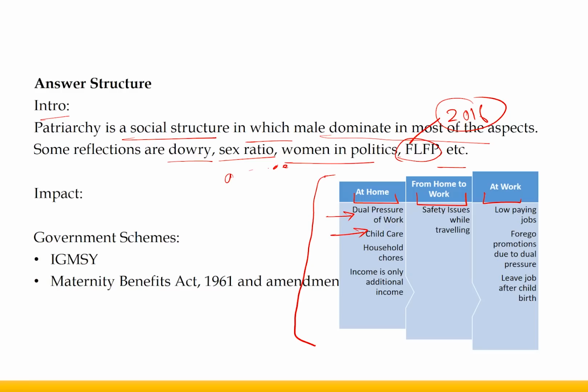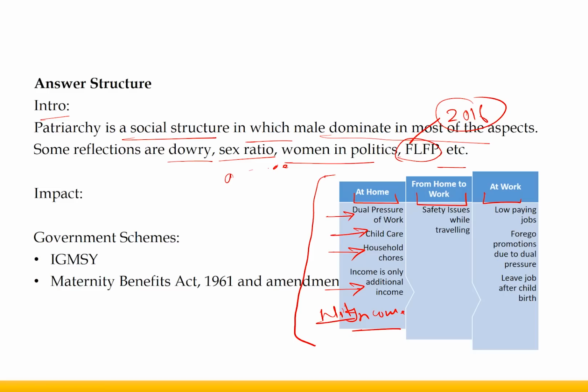Second, childcare is also their responsibility. Household chores are also their responsibility. Their income is considered only additional income. At the same time, they are not even paid for domestic work. You can write that there is nil income for domestic work. At work, the jobs are low paying jobs.